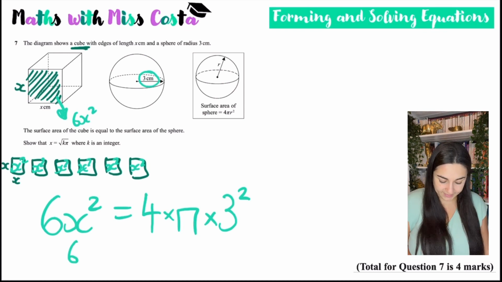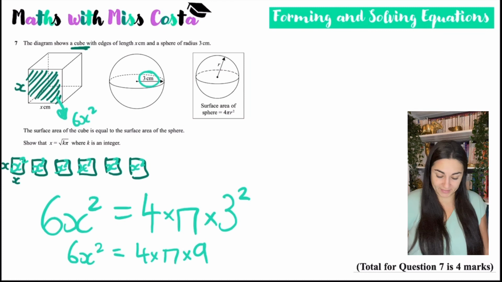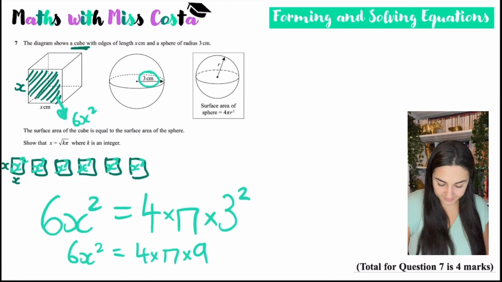So that would be 6x squared is 4 times pi times 9, and 4 times 9 is 36. So let's simplify that again. 6x squared would be 36 pi.